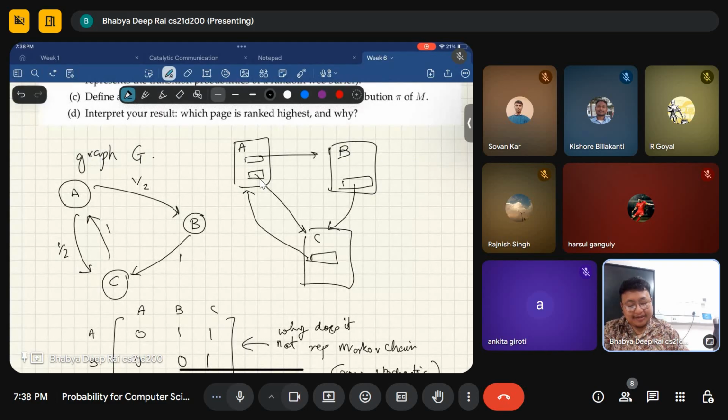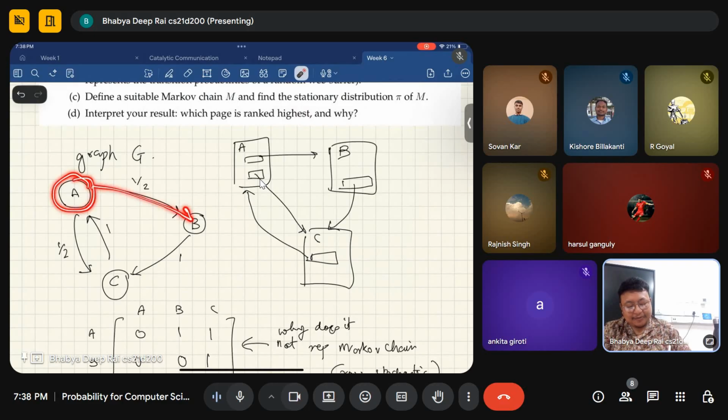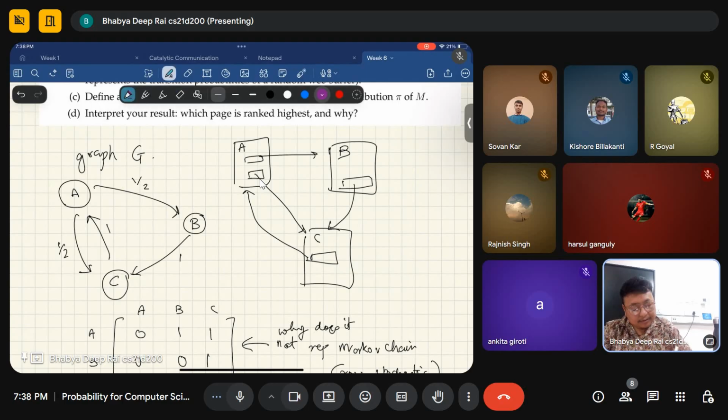So for example, I have a path A to B, B to C, which is a length 2. Another way to get to C from A is A to C directly. So I have a path of length 1, I have a path of length 2. GCD of 2 comma 1 is equal to 1. So therefore this Markov chain is ergodic.